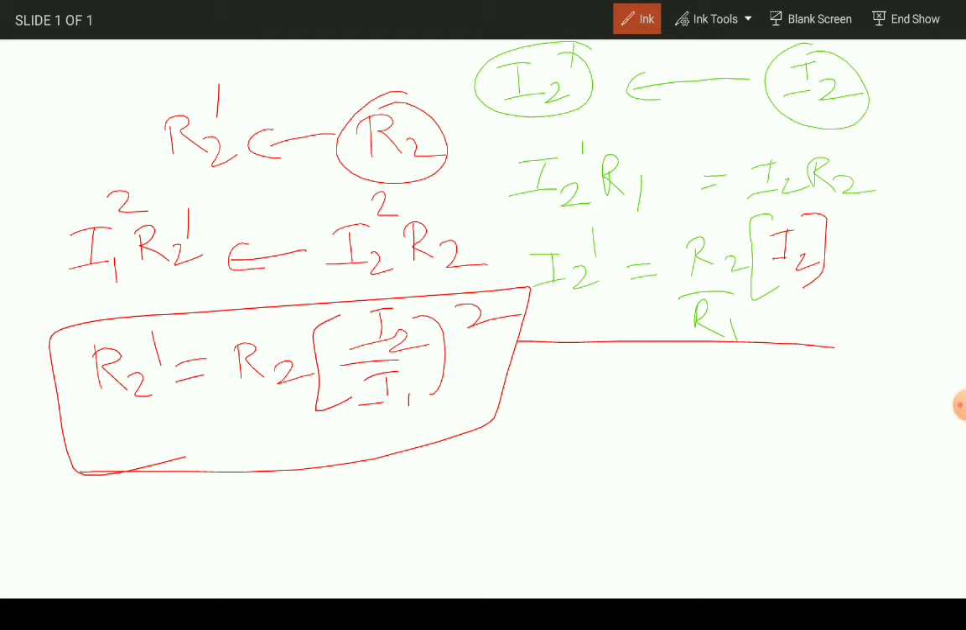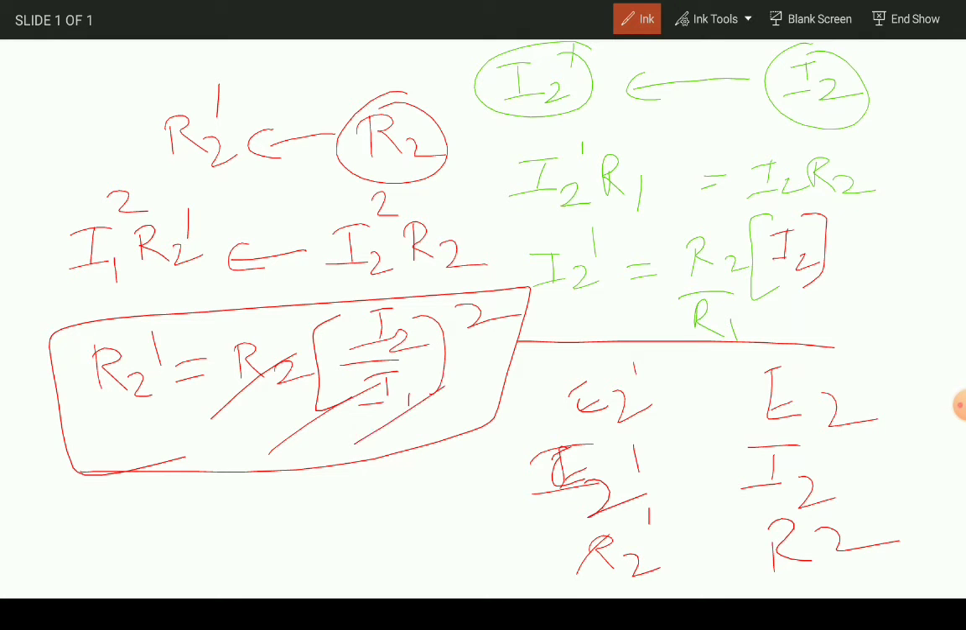In the same way we have to find out the rest. In the secondary we had E2, and we found E2 dash. We had I2 and we found I2 dash. We had R2 and we found R2 dash. This is the formula; just simply apply the formula and you find the value. Same way X2 dash is equal to X2 into I2 by I1, the whole square. By using these formulas we find all secondary parameters referred to primary.